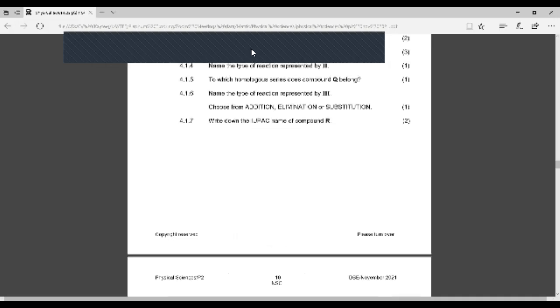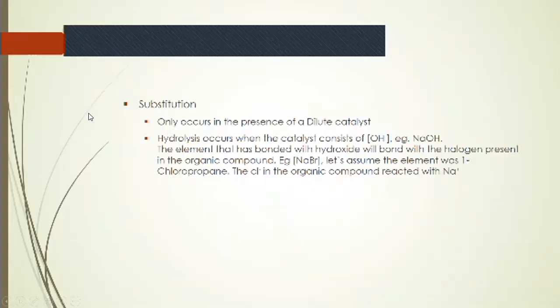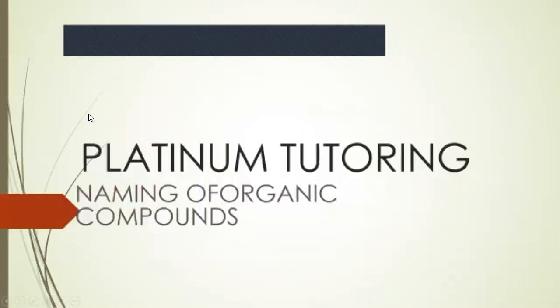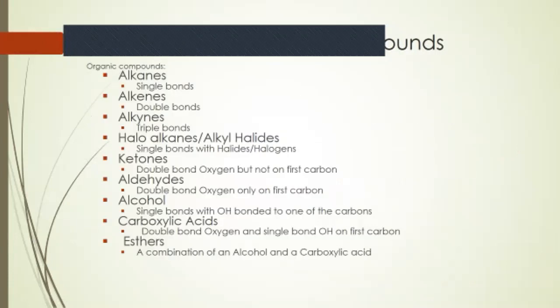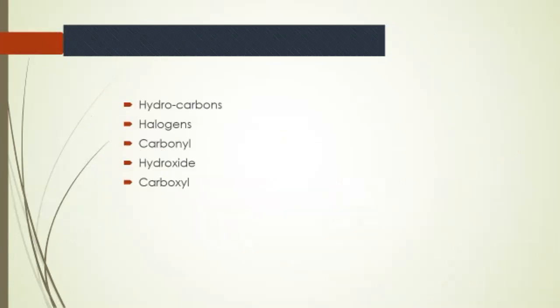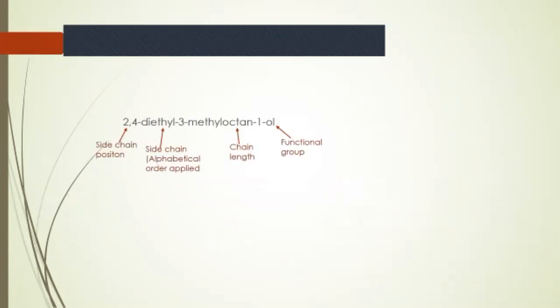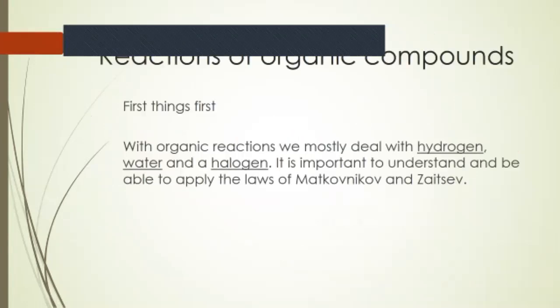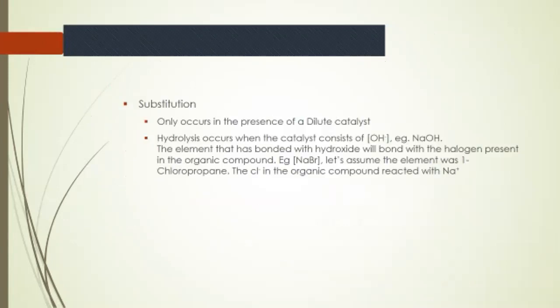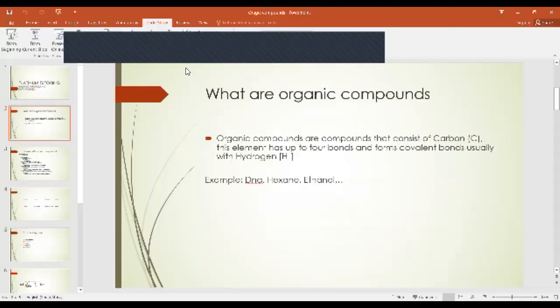Oh, okay. I see what's happening now. Let's go through this quickly. You've got your names and all that. You've got your functional groups. This is what it must look like. Write this down, please. Reactions and whatnot. Your type of reactions, and then you've got your substitution reaction.